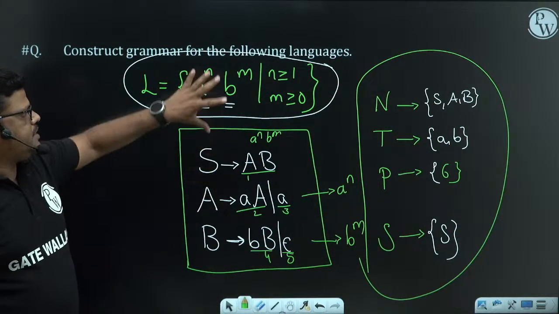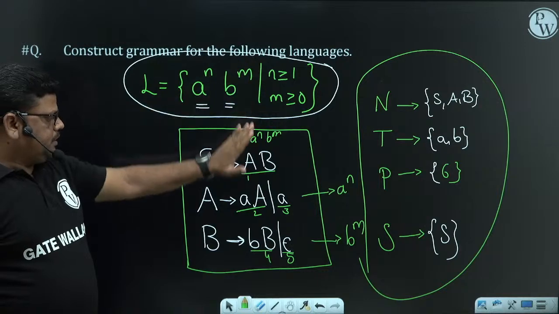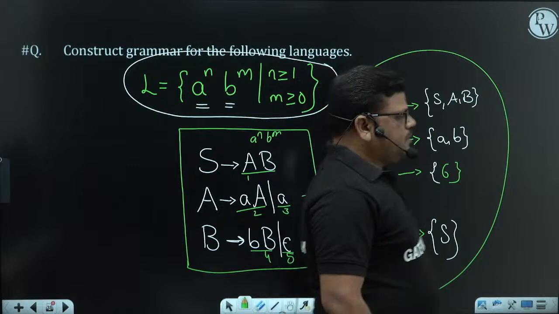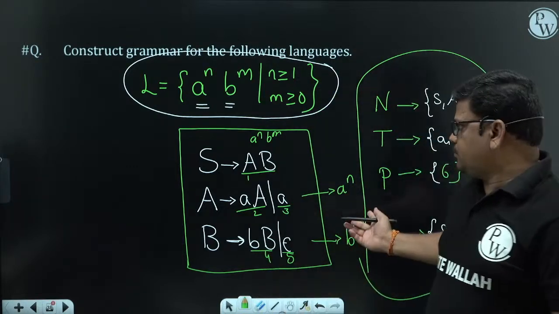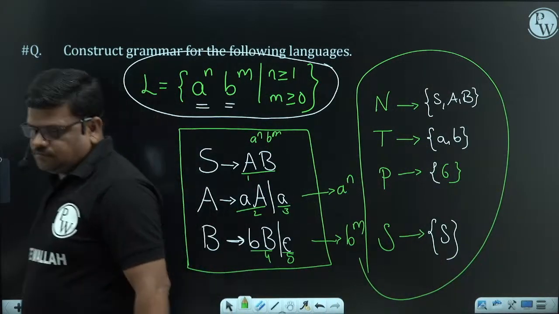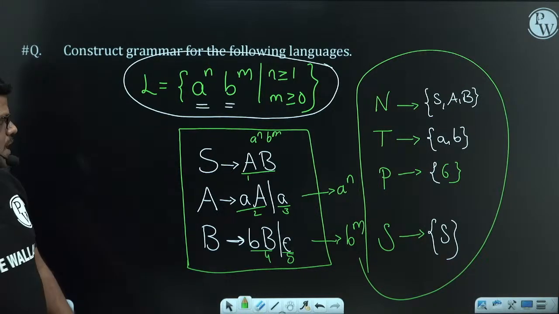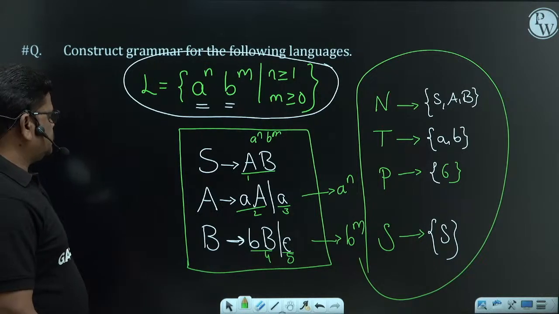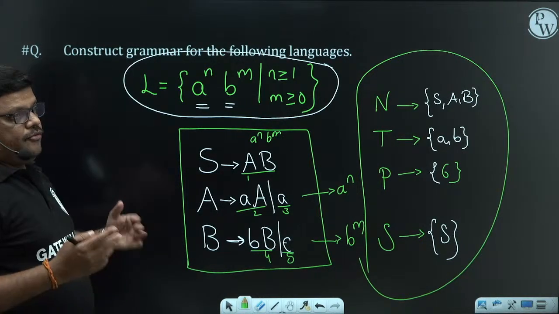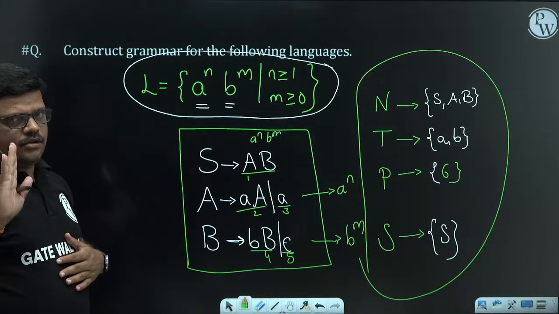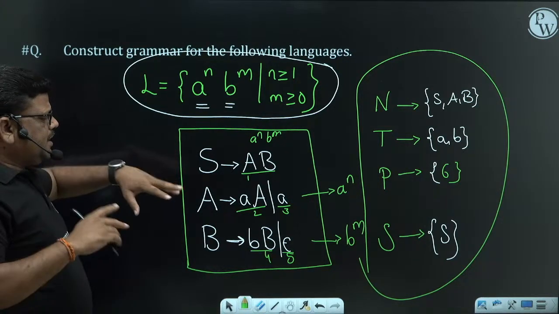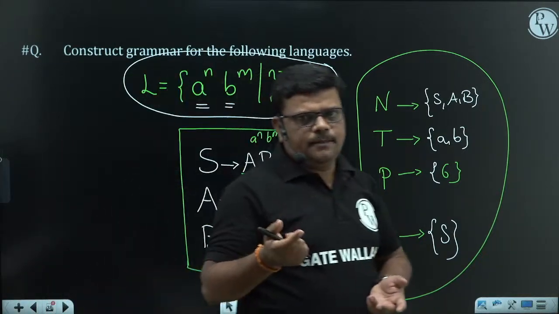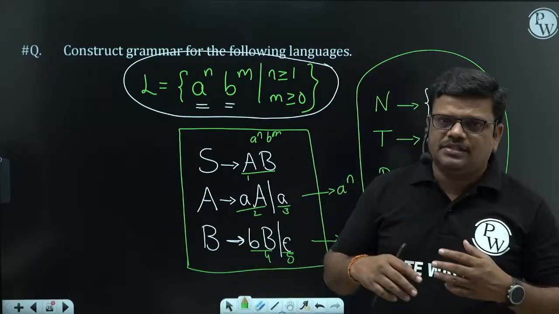So for a language A power n, B power m, the equivalent grammar is this one, and the total non-terminals, terminals, productions, starting symbol information is this one. So grammars we constructed. If grammar is given, we generated the language. This is the way, with the derivation concept. If language is given, construction initially looks like a complex thing, but after some time you can construct easily.